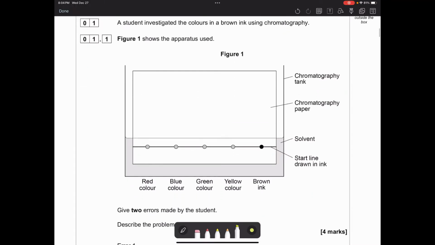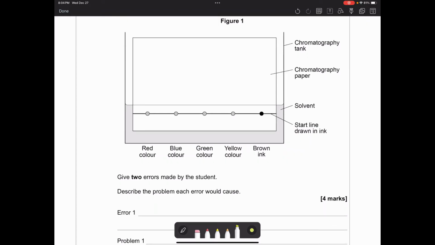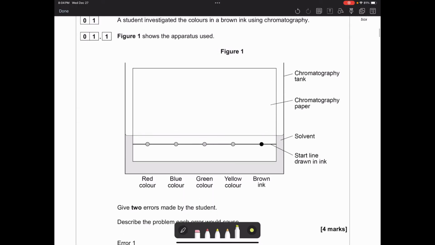So a student investigated the colours in brown ink using chromatography. Figure 1 shows the apparatus used. Give 2 errors made by the student. Describe the problem each error would cause. Now, when you did chromatography as your required practical, hopefully your teacher would have identified 2 common errors that people often do. Look at the labels that they've given you.